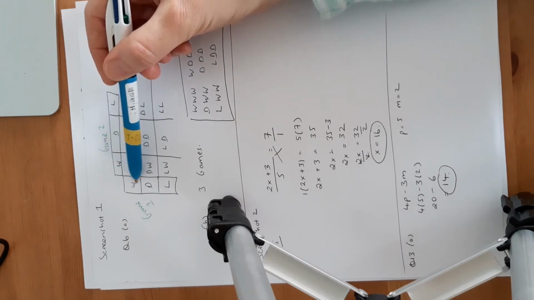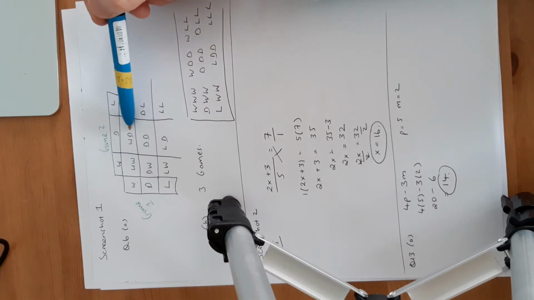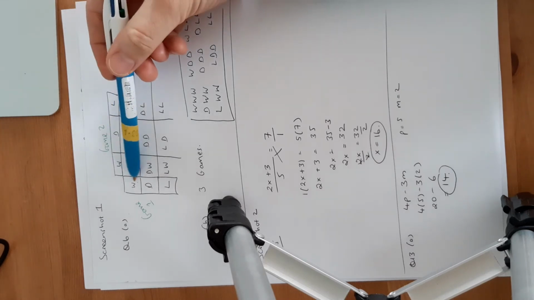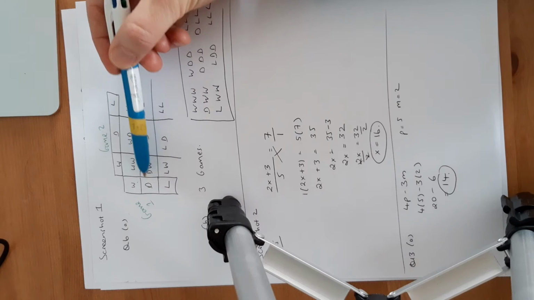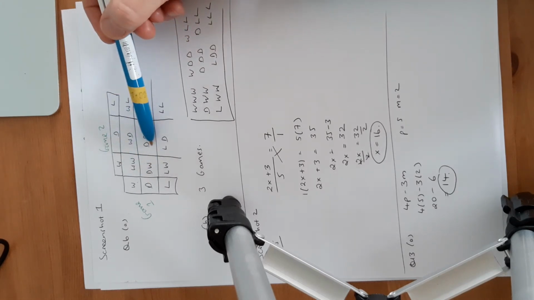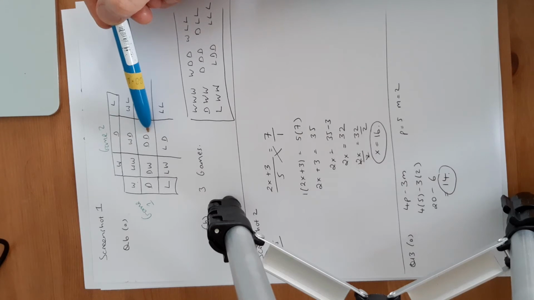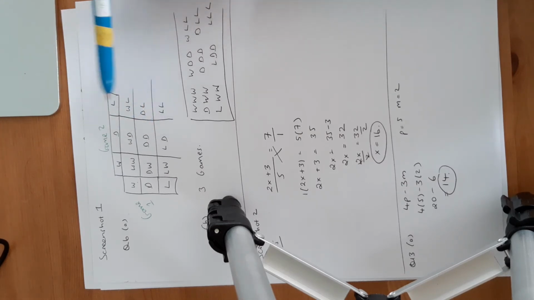So she could win game 1 and game 2, W and W. She could win game 1 and she could have a draw in game 2. She could win game 1, but she could lose game 2. If we move up to the next line, she could have a draw in game 1, but she could win game 2. She could have a draw in game 1 and she could have a draw in game 2. She could have a draw in game 1 and she could lose game 2.